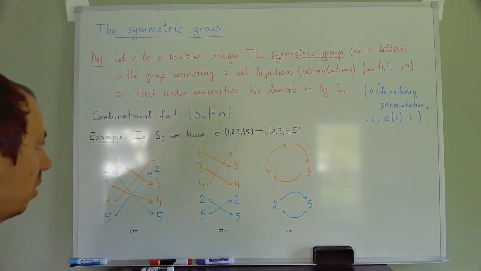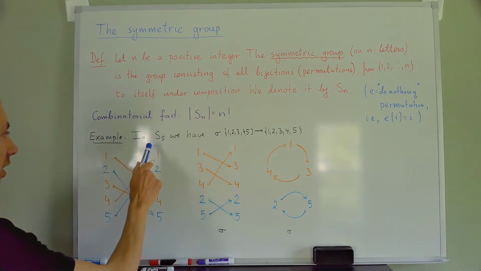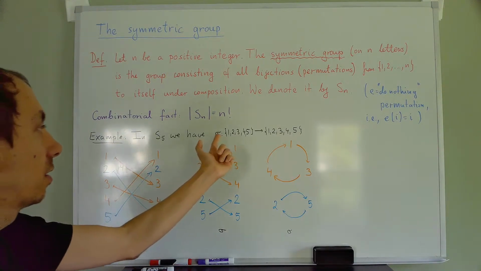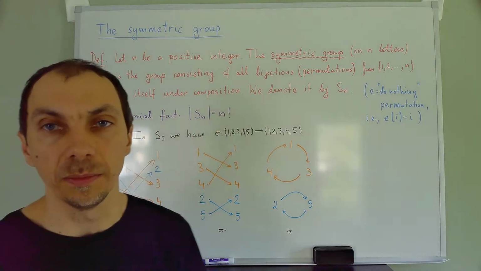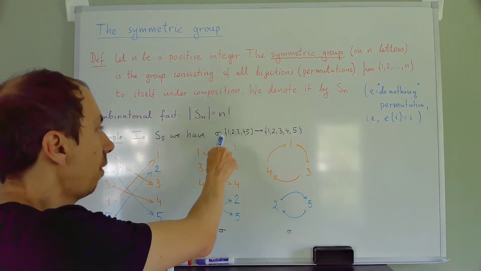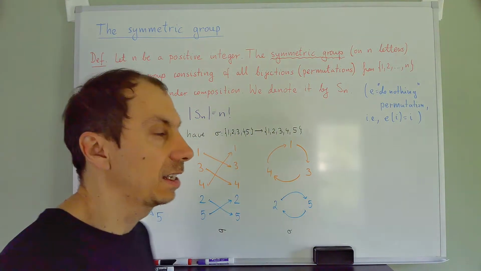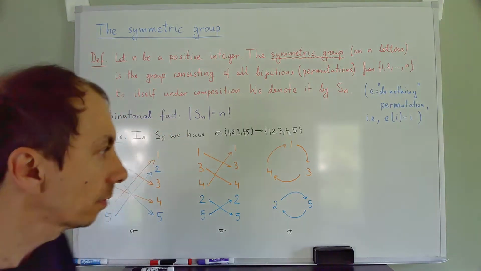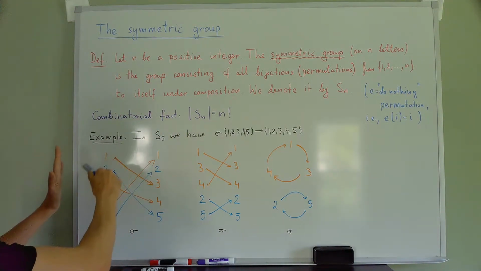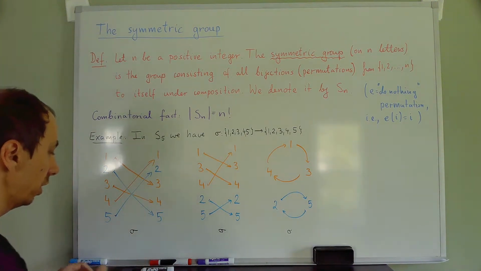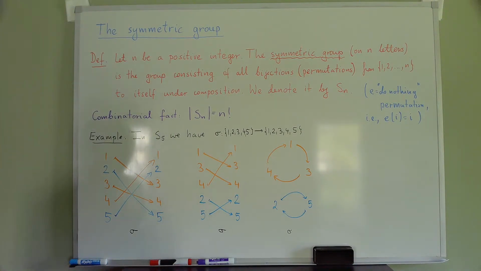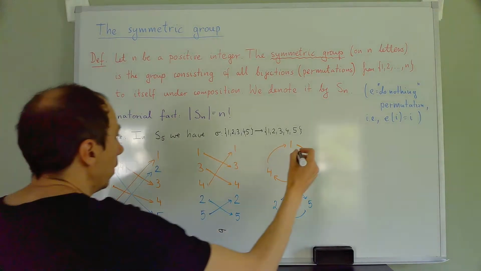All right, let's look at an example here. So let's take S5. So that means every element is a permutation of 5 numbers, 1 through 5. In other words, a function from this set to that set that is a bijection. So here I drew an example of such a bijection, a particular bijection. What does this bijection do? Let's actually read it off this diagram and write it there.